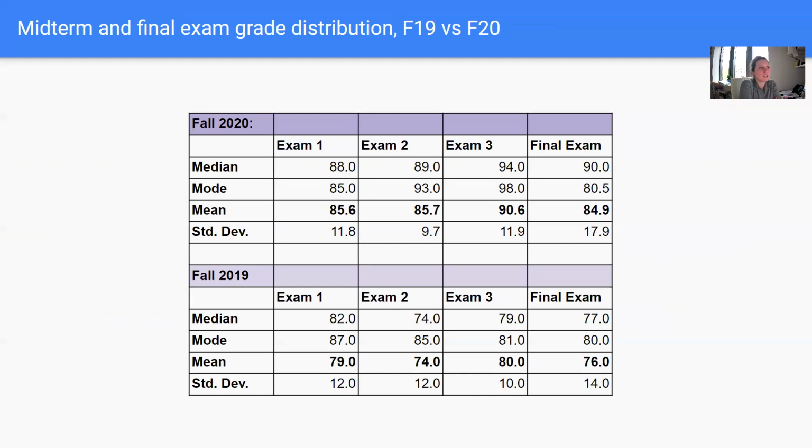I want to show here a comparison of the exam grades for the midterms and the final exam between fall 2019 and fall 2020. As you can see, the grades are much higher, despite the fact that my exams were not really any different. But time was certainly an issue in fall 2019. Overall, the standard deviation gets slightly smaller, but not by much. But really, there's a sizable difference in terms of the average grade here.